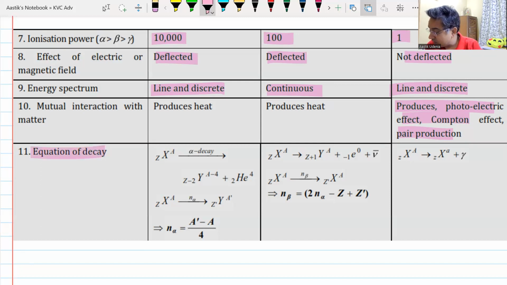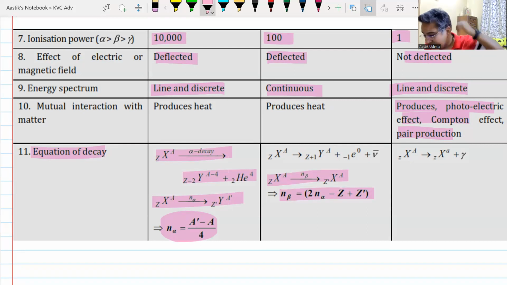Now, the equation of decay. This is the equation of decay. If there are n alpha decays, this is the number of alpha particles that will be released. If there are n beta decays, this will be the number of beta particles that will be released. A question on this has come many times in the exam. I'll give you 2 minutes to note this down.